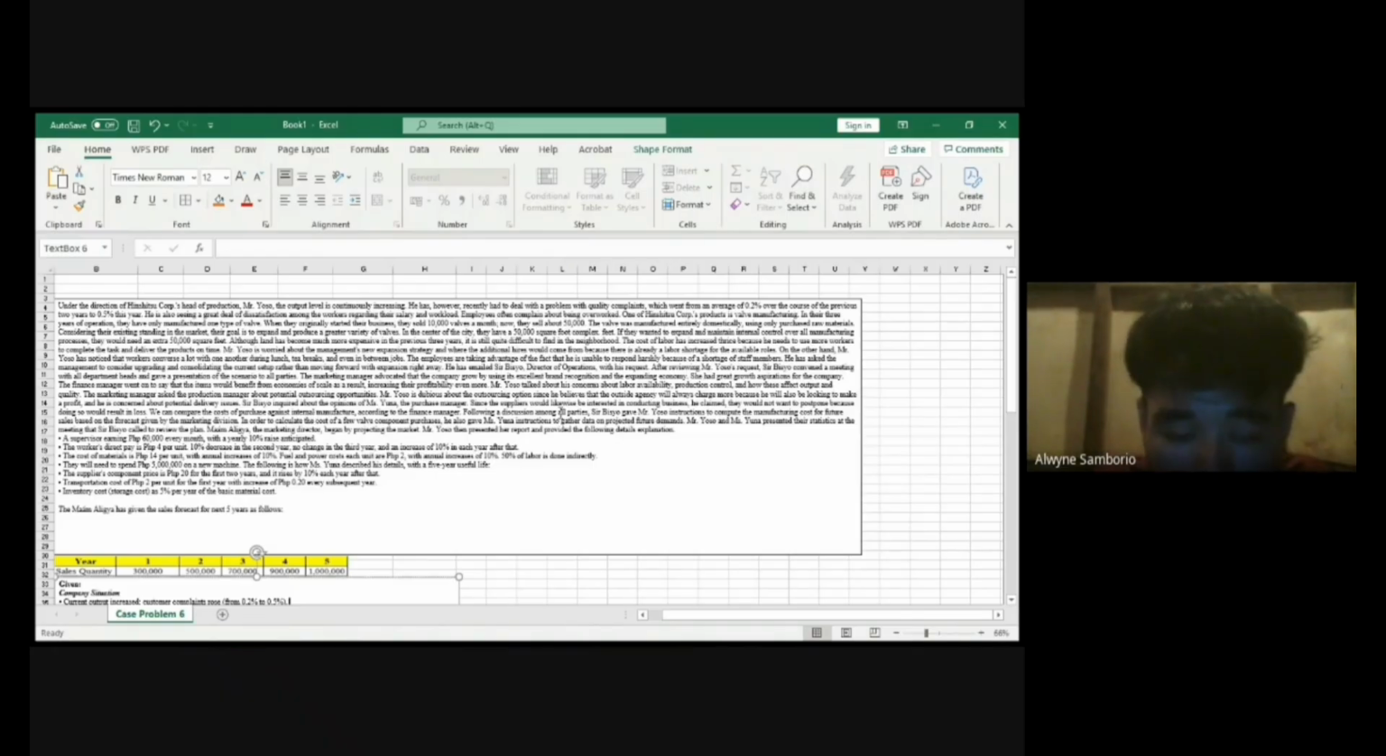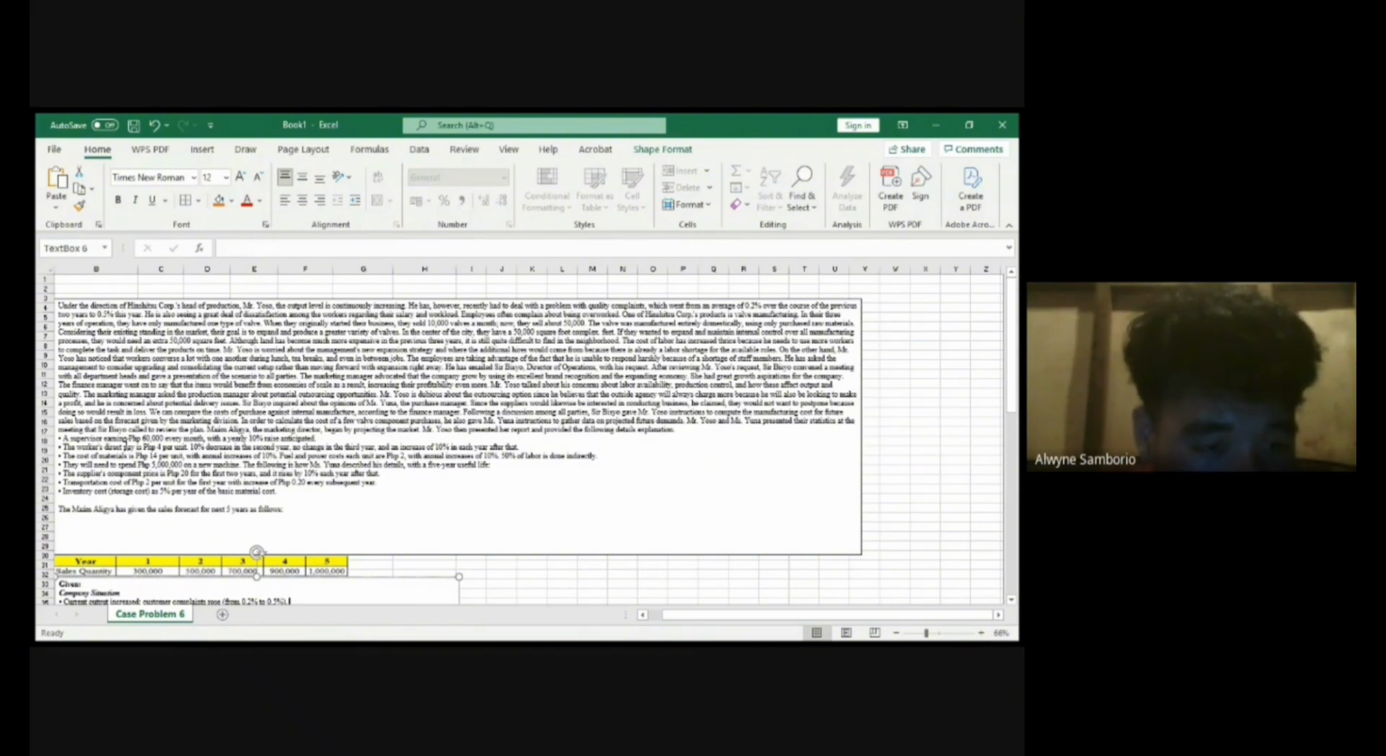According to the finance manager, following a discussion among all parties, Servicio gave Mr. Yusu instruction to complete the manufacturing cost for the future sale based on the forecast given by the marketing division. In order to calculate the cost of the component purchase, he also gave Ms. Yuna instruction to gather data on projected future demands. Ms. Yusu and Ms. Yuna presented their statistics at the meeting, but Servicio called for a review of the plan. Malagi, the marketing director, began by projecting the market. Mr. Yusu then presented her report and provided the following details.